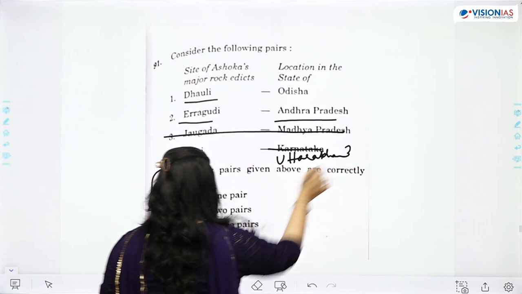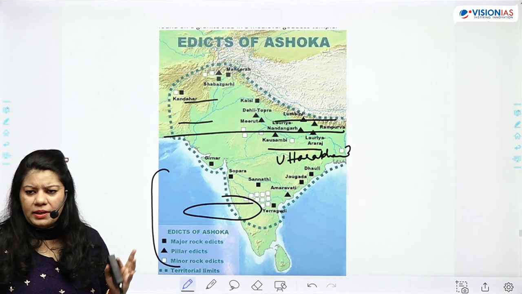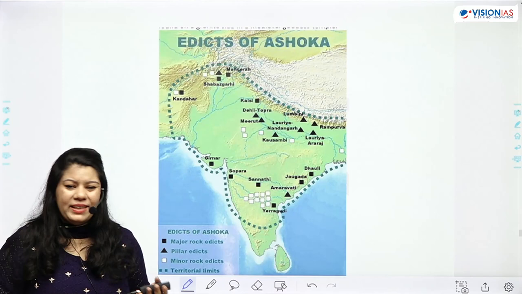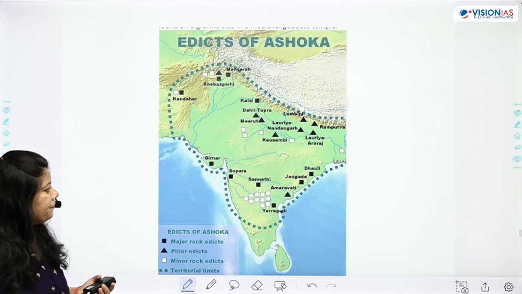So you find major rock edicts in map form in your NCERT as well. So this question was easy, but the way UPSC gave you the options, you had very less scope to attempt this question because of the precision it demanded from you, right?